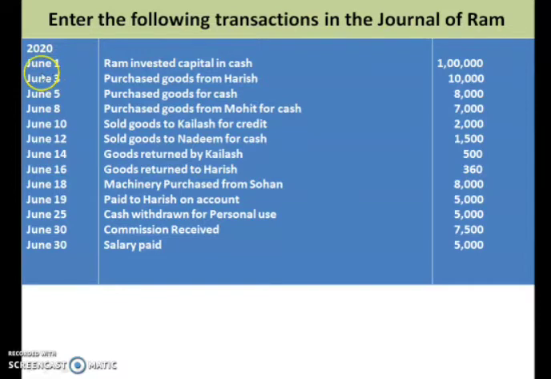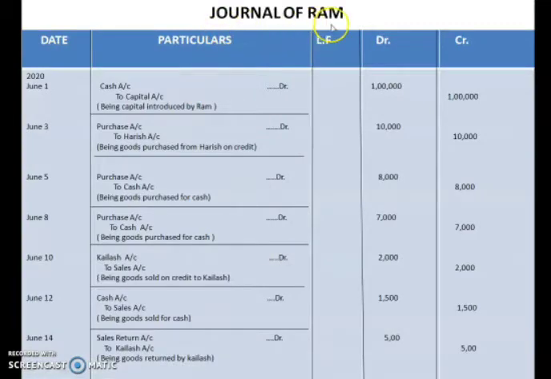2020 is the year, June 1 and till June 30 some transactions are given to you along with the amounts. The first transaction goes this way. On 1st June, Ram invested capital in cash, 1 lakh. So Ram has brought some capital into the business, rupees 1 lakh. Children, can you tell me the journal entry for this? First of all, prepare a journal entry of Ram.